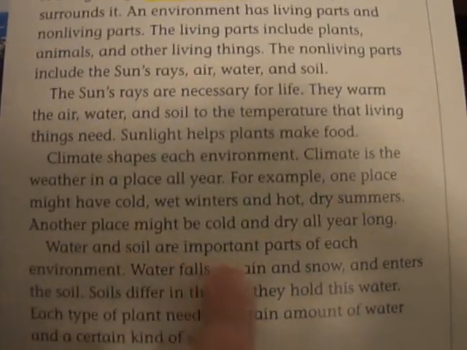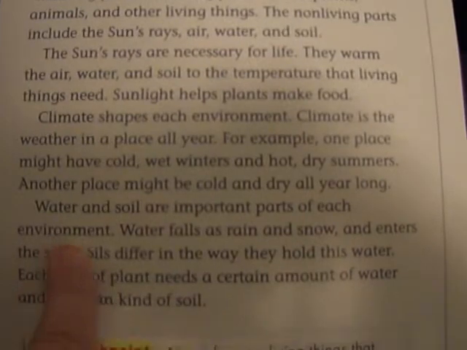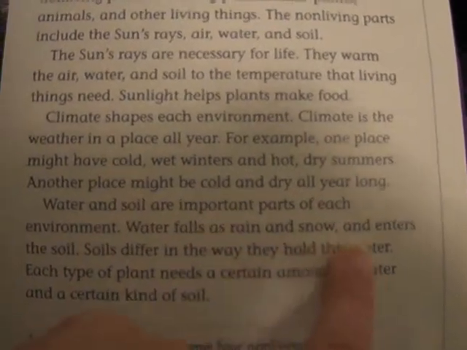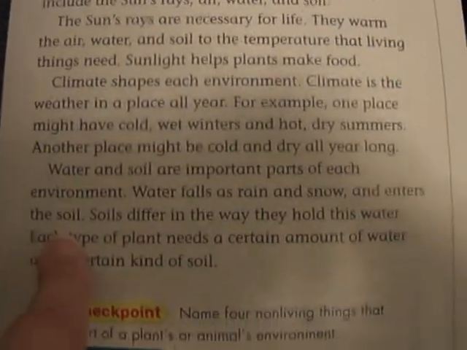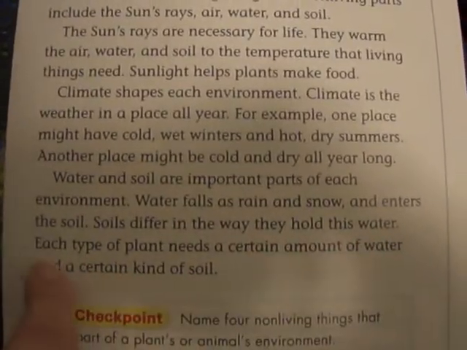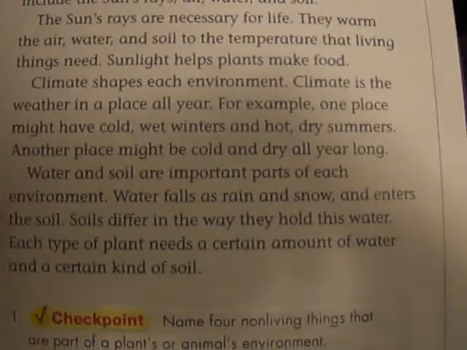Water and soil are important parts of each environment. Water falls as rain and snow and enters the soil. Soils differ in the way they hold this water. Each type of plant needs a certain amount of water and a certain kind of soil.